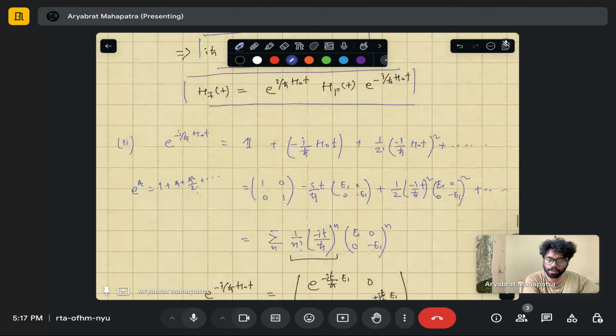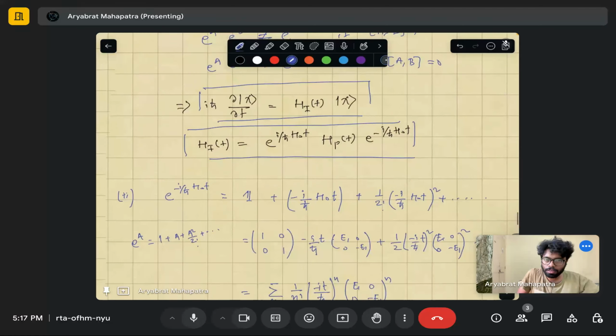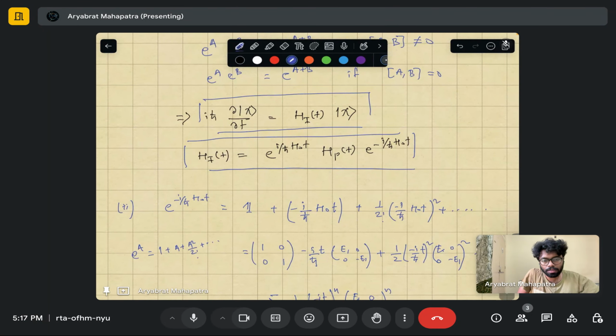My question is, the calculation is okay, but I have one question. When you are calculating the interaction, the problem in the interaction picture, before, at the time evolution, why do you put there the free Hamiltonian? It should be the full Hamiltonian. Why not the full Hamiltonian?